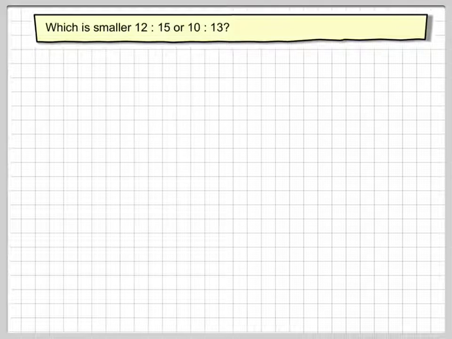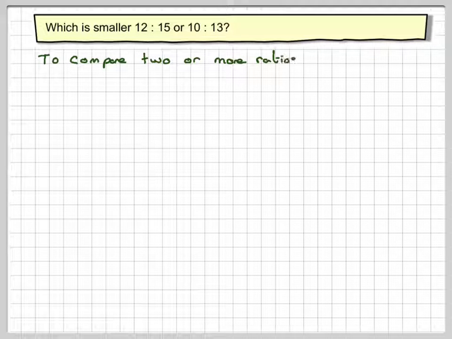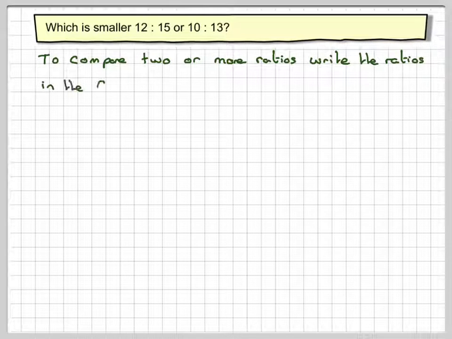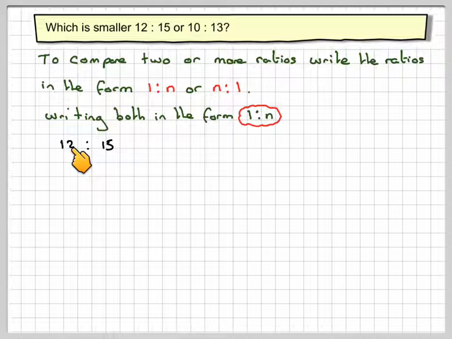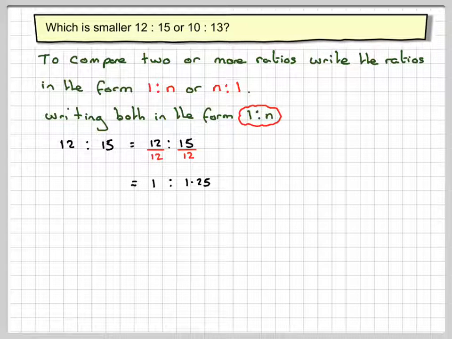Right, in this video we're going to determine which is the smaller, 12 to 15 or 10 to 13. So to compare two or more ratios, write the ratios in the form 1 to n or n to 1, depending how they're written. So if we're writing both in the form of 1 to n, we'll take 12 to 15. Because we want this to be 1, we have to divide both sides of the ratio by 12. 12 divided by 12 is 1, and 15 divided by 12 is 1.25.